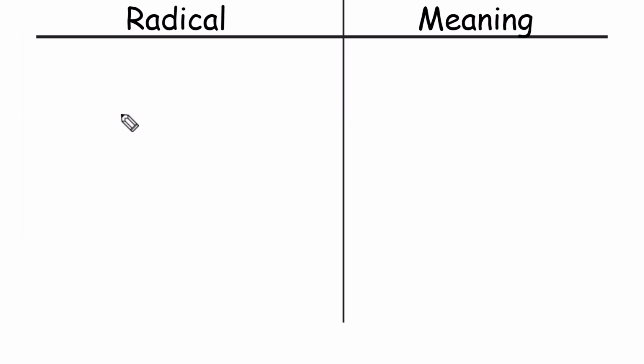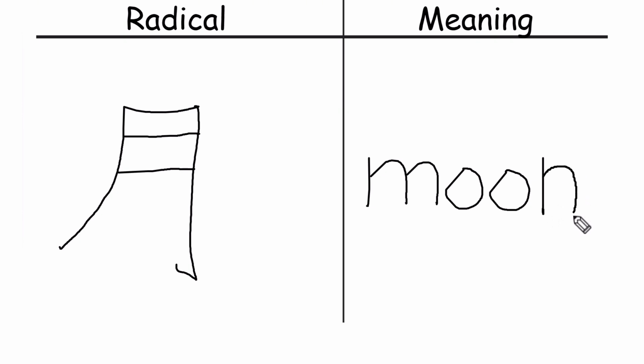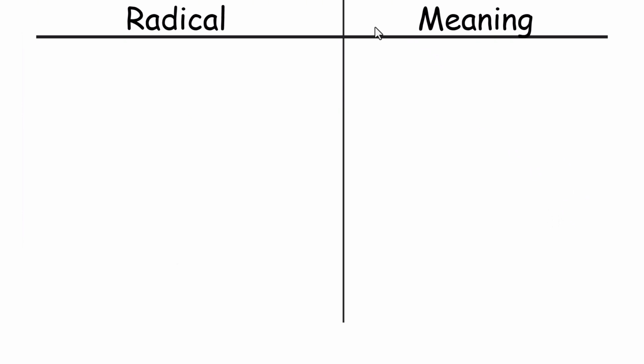Now, let's explore the moon radical, written as yue in Chinese. This radical is often found in characters related to the moon or things associated with it, like bright or the character for evening. Learning this radical helps you recognize characters tied to the moon, time, and light as well.